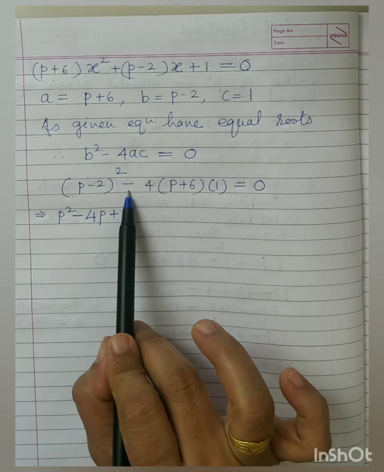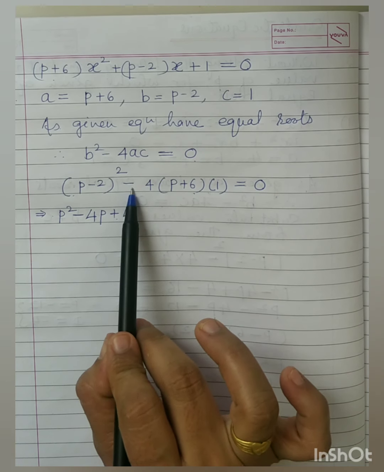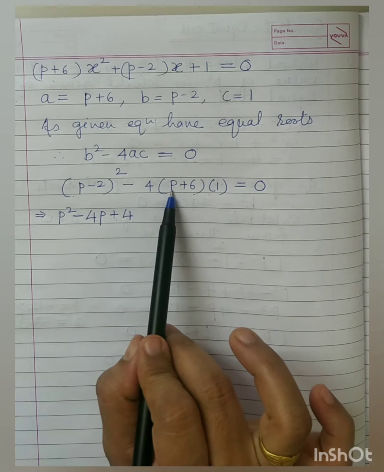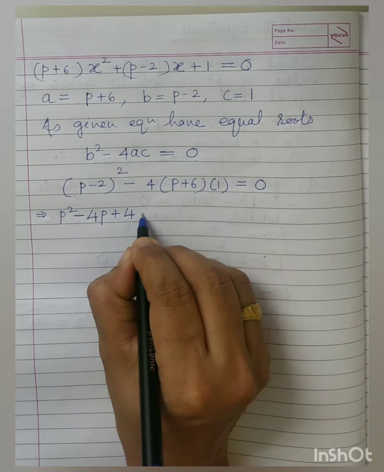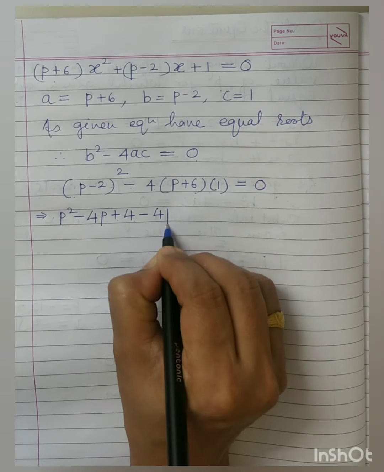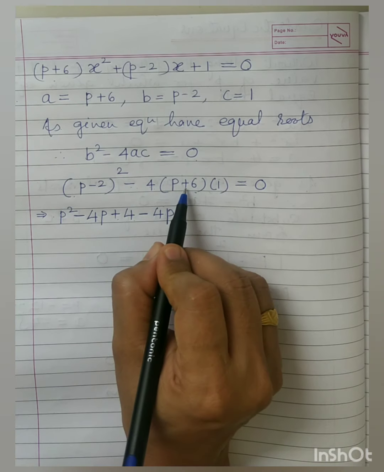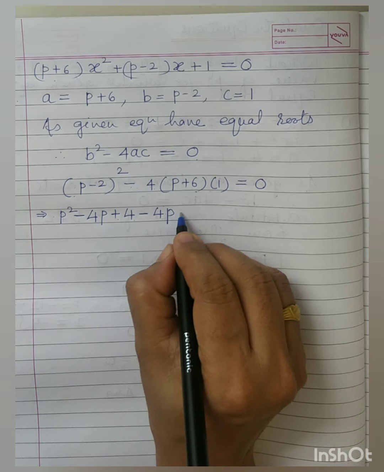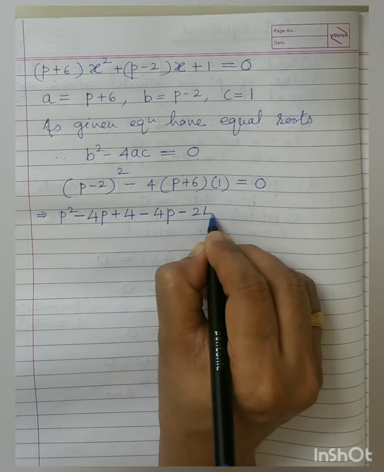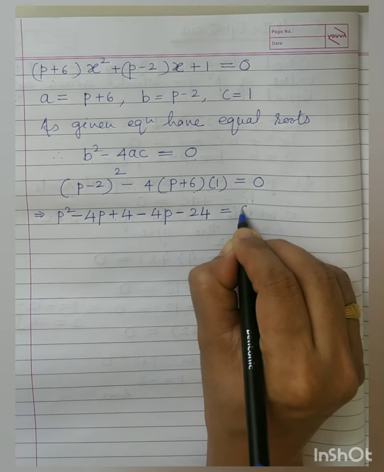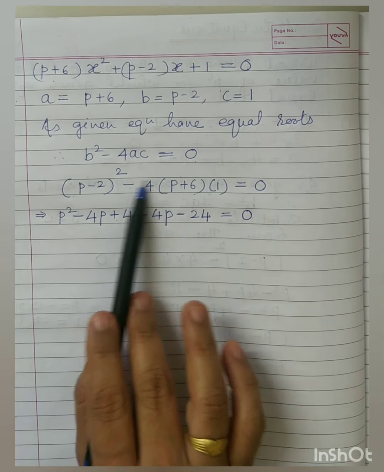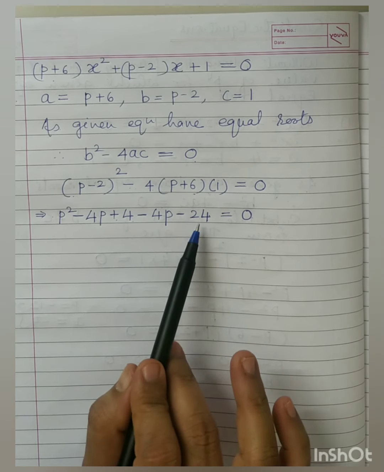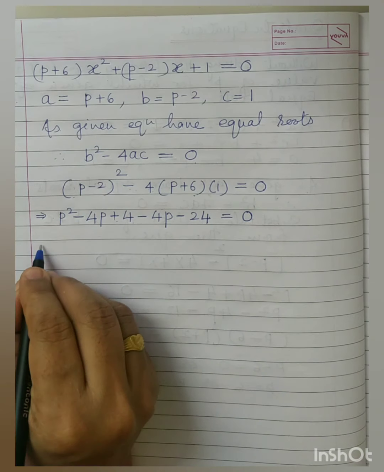But why am I asking you to be careful? Minus sign is there. So when you are multiplying with minus 4, these signs will change. So minus 4 into P, what will it become? Minus 4P, and minus 4 into plus 6, what will it be? Minus 24, equal to 0. These points, children, are where you make mistakes and then keep wondering where you went wrong.